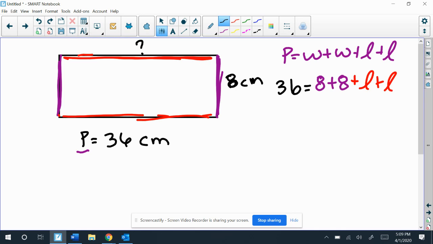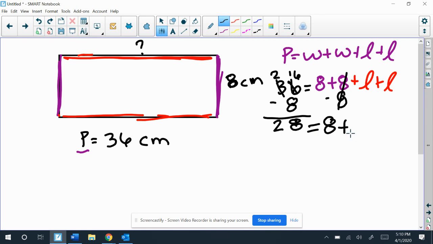Now, once again, we're going to work our way backwards to try and find those missing numbers. I'm going to subtract 8. Well, 36 subtract 8, I cannot do without regrouping, so I'm going to regroup. 16 subtract 8 gives me 8. And 2, 28. I'm going to rewrite what I have. I have 28 equals 8 plus those 2 missing lengths.